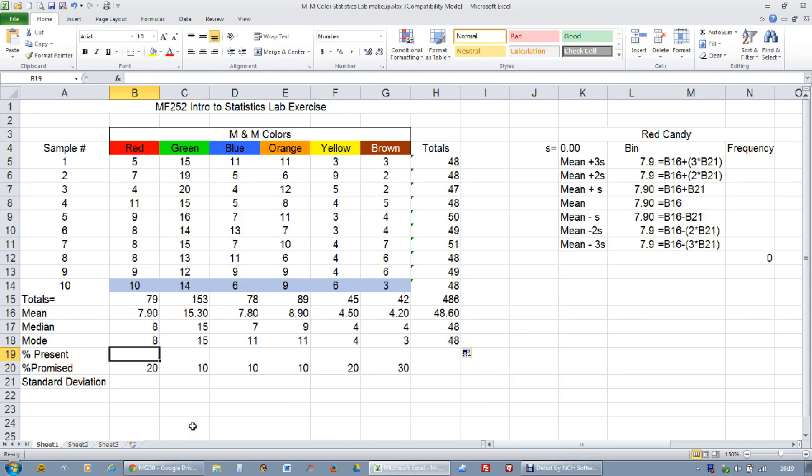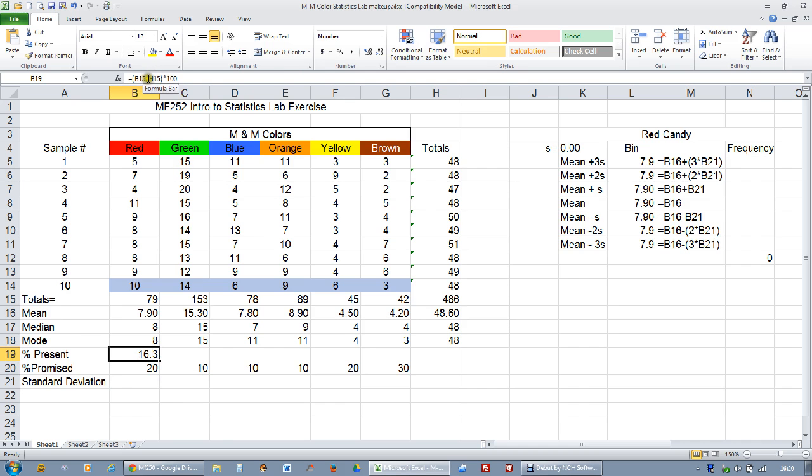So how do we find percent present? Well, if we do equals, and we select our total from that column, and we divide it by the grand total, and we'll close parenthesis there. Better put an open parenthesis at the beginning, go to the end of the formula, and we will multiply that by 100. We should get the percent present, 16.3% versus 20.